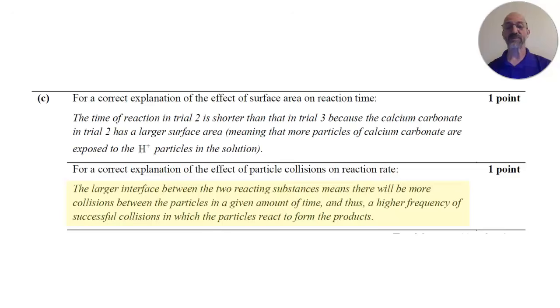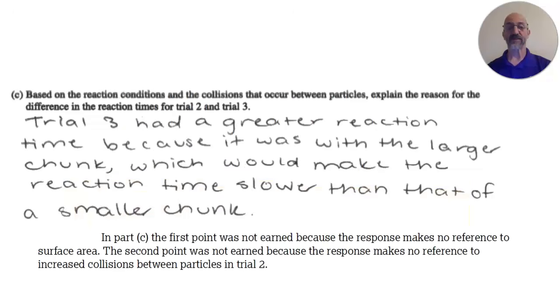So I'll show you some sample student responses from question 3, part C, from the 2023 AP Chemistry free response questions. So let's take a look at this student. They said trial 3 had a greater reaction time because it was with the larger chunk, which would make the reaction time slower than that of the smaller chunk.